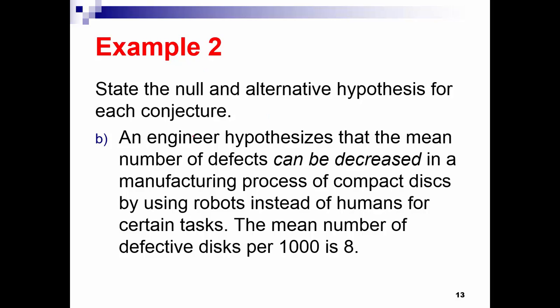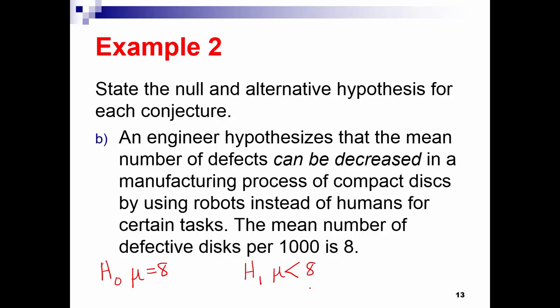Null and alternative hypothesis for this: the engineer hypothesizes that the mean number of defects can be decreased in a process of compact disc by using robots. The mean number of defective discs per 1,000 is 8. Our null is what we know, so the null in this problem is that the average is 8. The alternative is what the researcher is interested in checking or measuring. This engineer thinks that the mean can be decreased, so he thinks that the mean can be made less than 8.